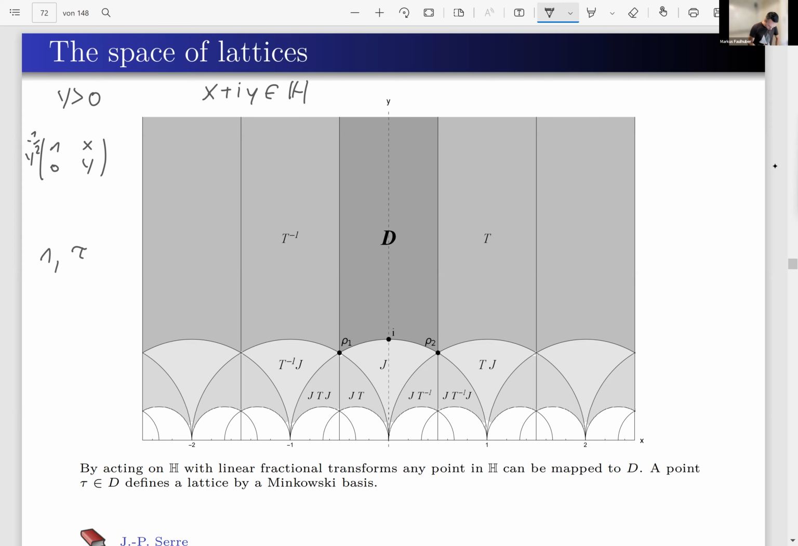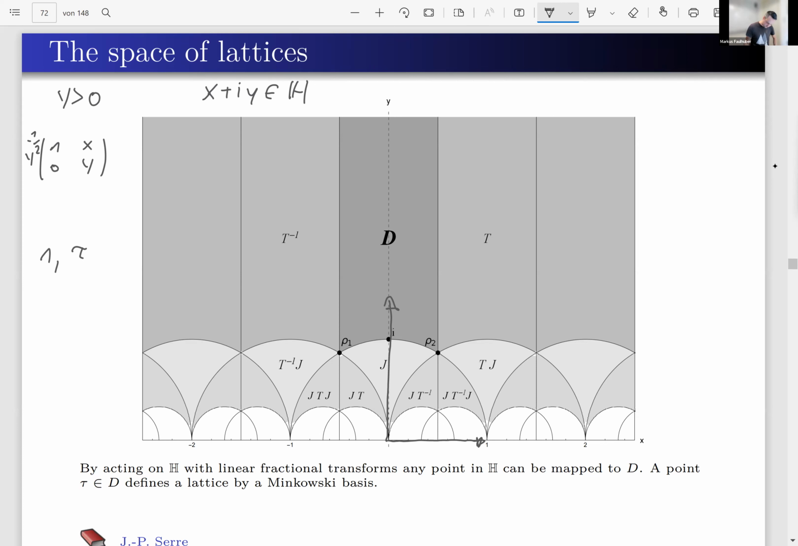So 1 is the vector here. And then, for example, you have this point ρ2, which would be 1 tau. Now if you take all integer linear combinations, you get the hexagonal lattice. Instead, if you go to i, you get the square lattice. If you go to something further up, you get a rectangular lattice.